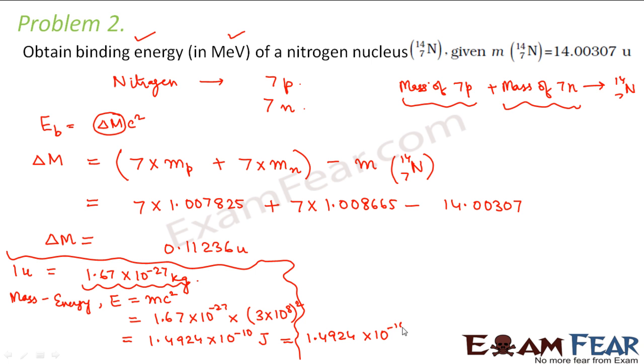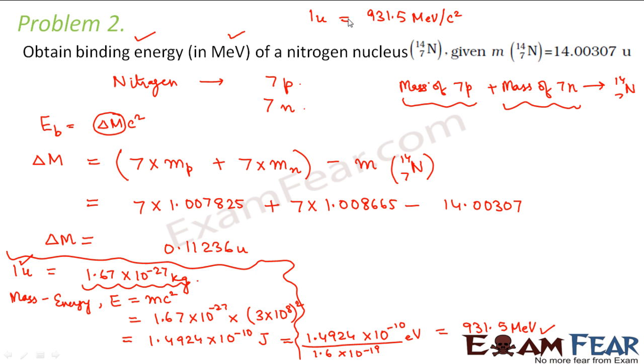1.4924 into 10 to the power minus 10 divided by 1.6 into 10 to the power minus 19 electron volts. So this comes out to be 931.5 mega electron volts, and this becomes a relationship between atomic mass unit and mega electron volts, because mostly in nuclear physics the unit which is used for energy is mega electron volt. I mean, hardly you will see atomic mass unit or joules or electron volts. Everywhere you would see this unit. So this is an important relationship between atomic mass unit and mega electron volts.